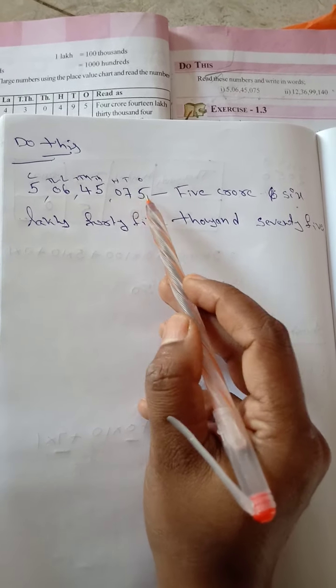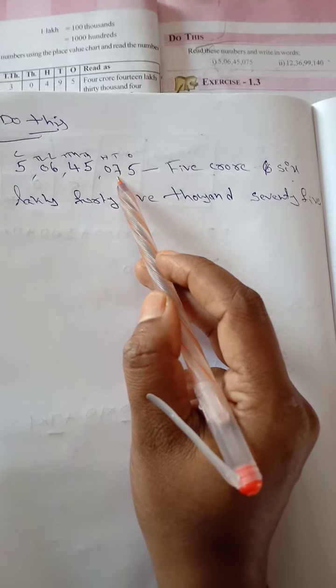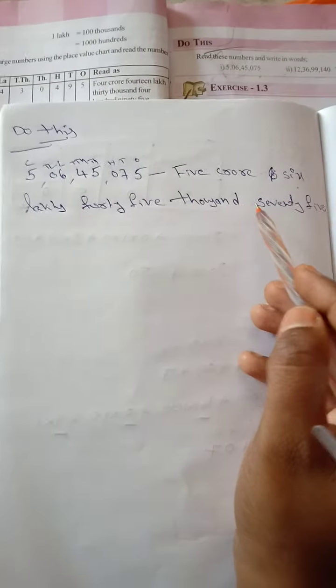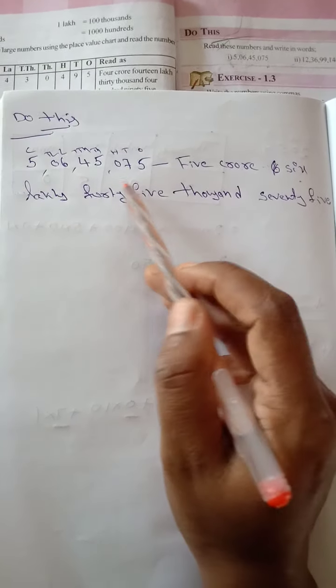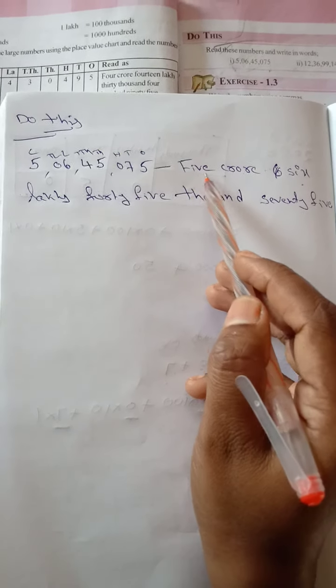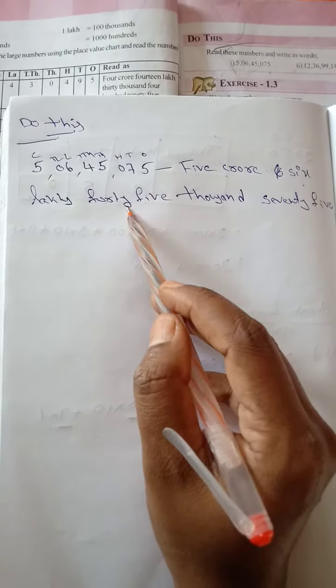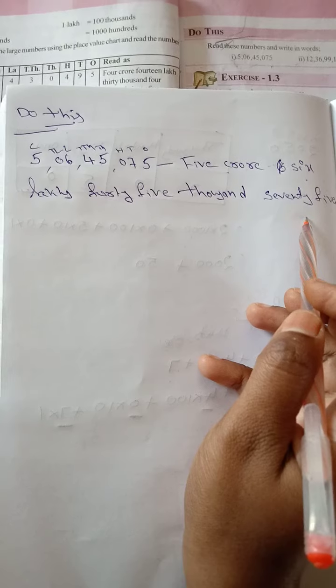45,000. What is that? 100, 0 will be there. So tens and ones together we are reading as 75. So finally the number name of the given number is 5 crore 6 lakhs 45,075. Yes.